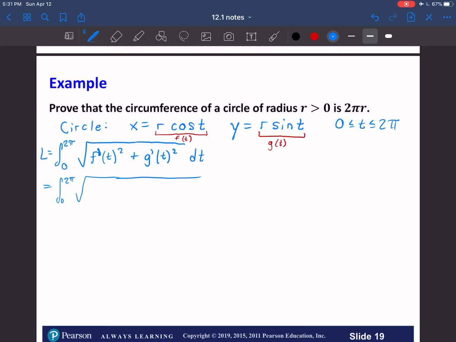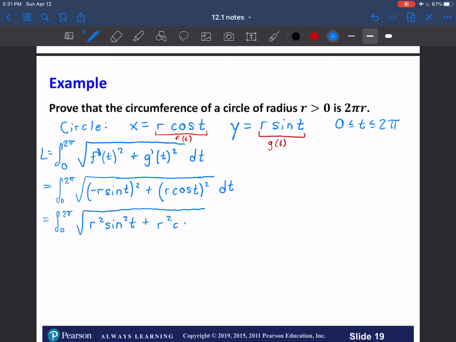The derivative of f is just negative r sine of t, squared. And the derivative of g is r cosine of t, squared, dt. All right, and so then you get a square root. Now if you square the first piece, you would just get r squared sine squared of t. The negative sign goes away. Second piece will be r squared cosine squared of t, dt.